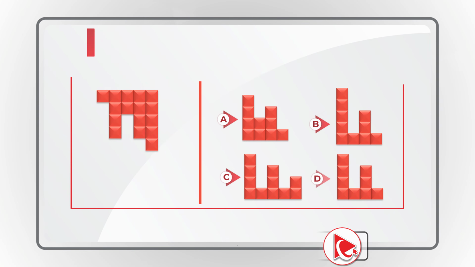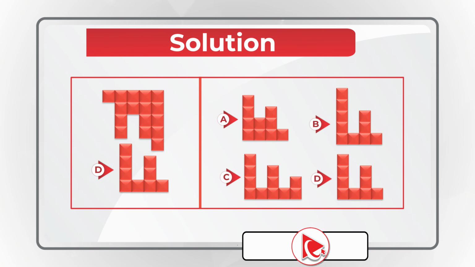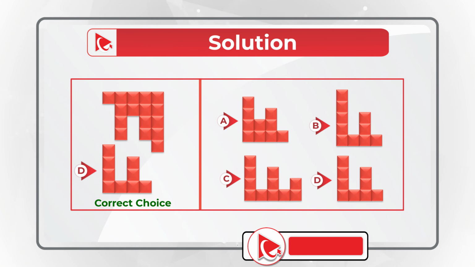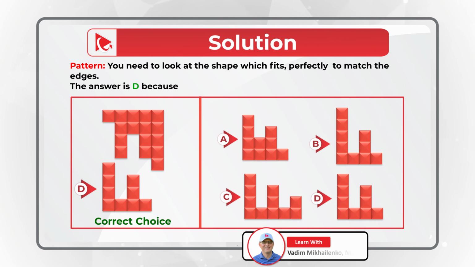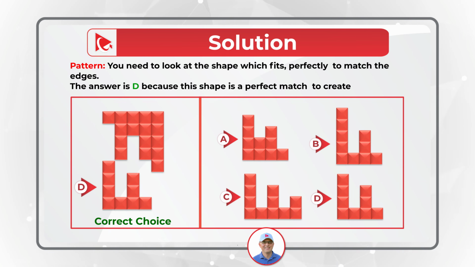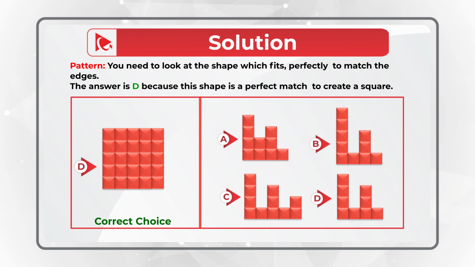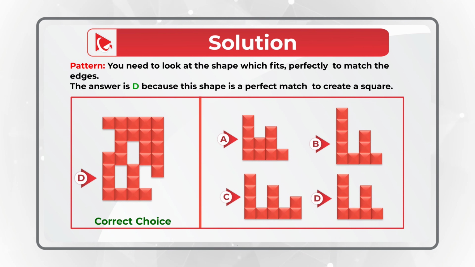As you might have figured out, the correct choice here is choice D. And to get to this answer, you need to look at the shape which fits perfectly to match the edges. Since this is a 5 by 5 square, choice D is the perfect shape, because it matches perfectly to create a full square. Hopefully you've nailed this question on your own and now know how to answer similar problems on the test.